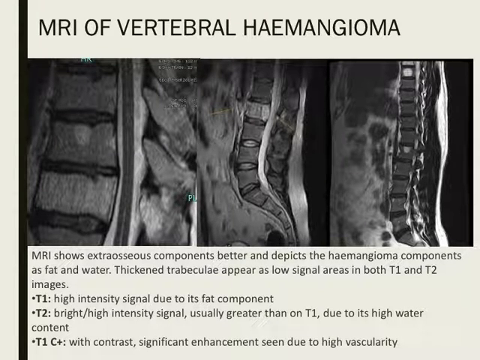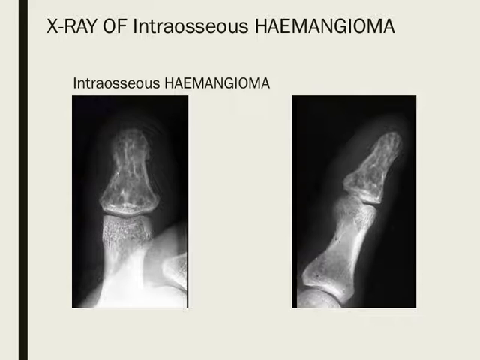MRI is still a good imaging modality that helps you see the total extent and other soft tissue changes that will be present there. Because of the presence of fat, it will be bright on T1. And then on T2, it will be brighter because you have fat and also water in it.